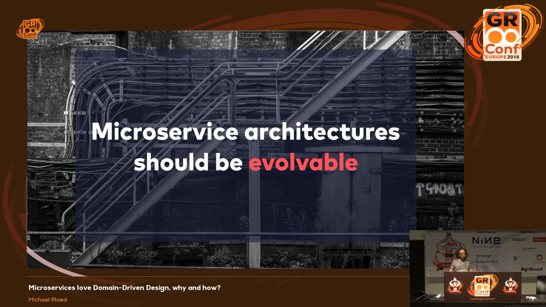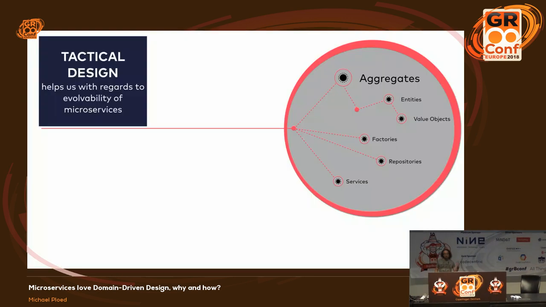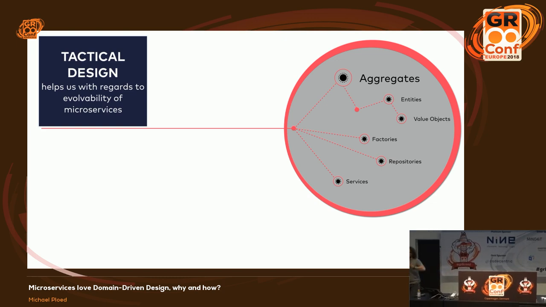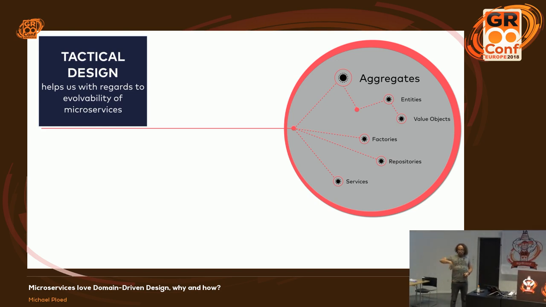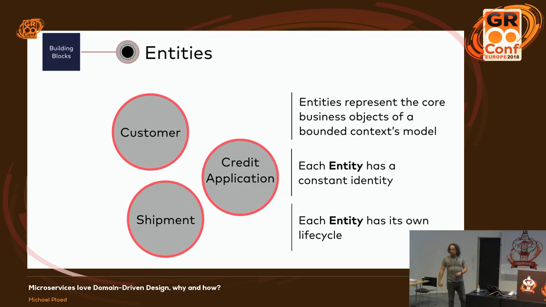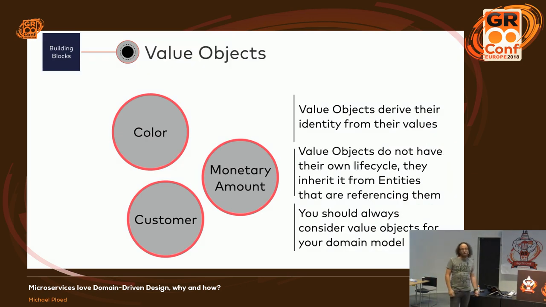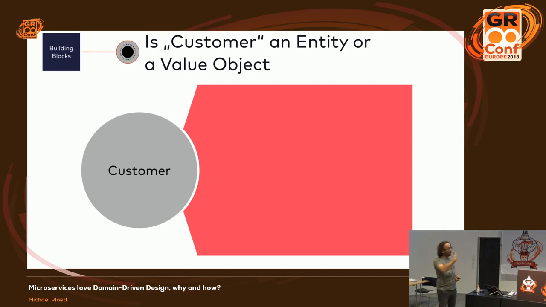Now, another thing, microservice architectures should be evolvable. This is where the technical design part comes into play. I will go over that stuff rather quickly, to be honest. It's a way of implementing things. DDD knows about aggregates, entities, value objects. So basically, entities have their own constant identifier, they have their own life cycle, and stuff like that. Value objects are rather derived by their values. So let's say this present costs 60 euros, so we have 60 and euro as a monetary amount. We don't care which 60 euros those are I'm paying that thing with. It's just 60 euros or something like that. And those two can be grouped together.